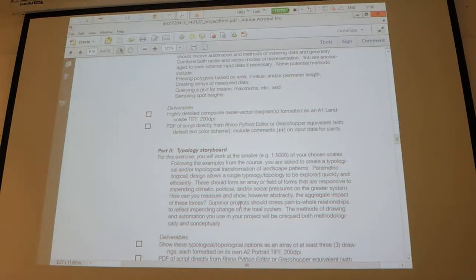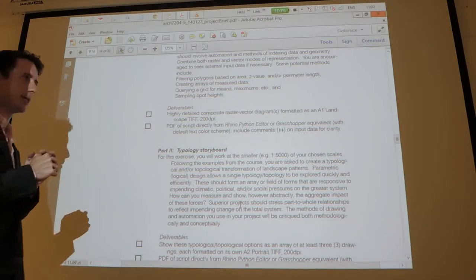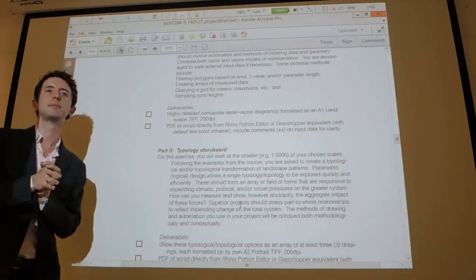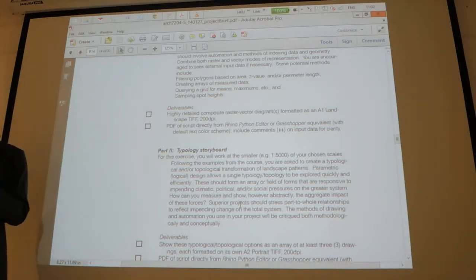The deliverables are in digital format at 200 dpi in A1 landscape TIFF of that series, or it could just be one large diagram. But you should aim at a final representation of A3. Just a normal A3, not too big.